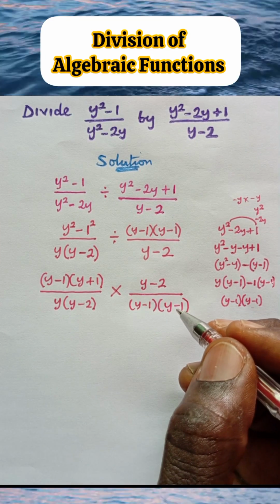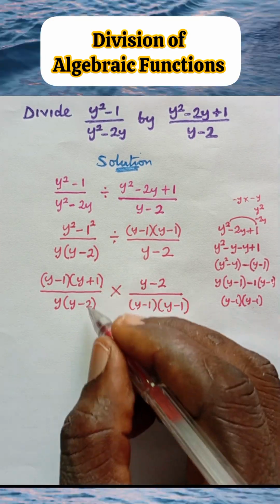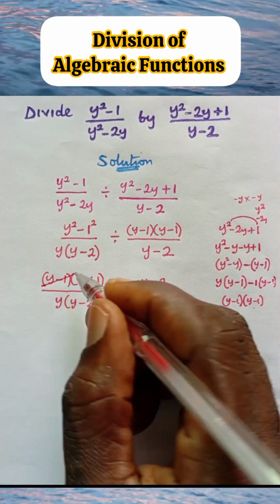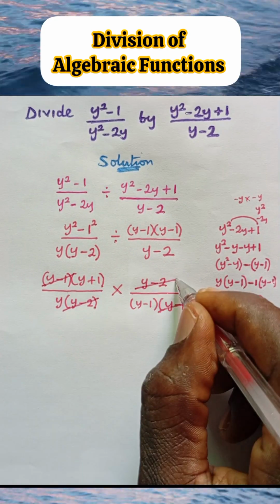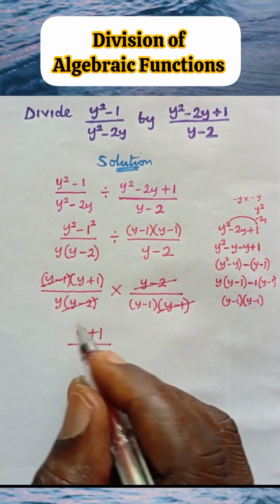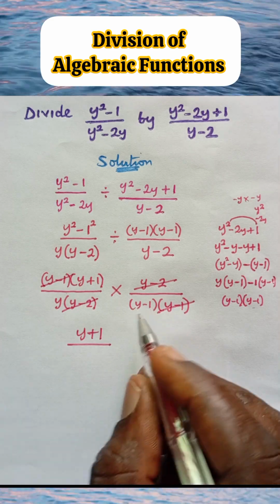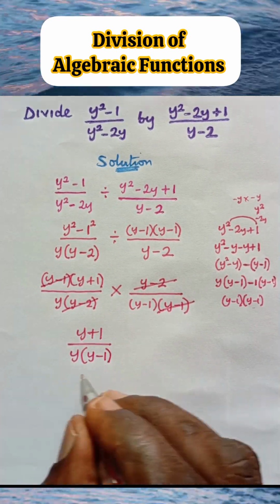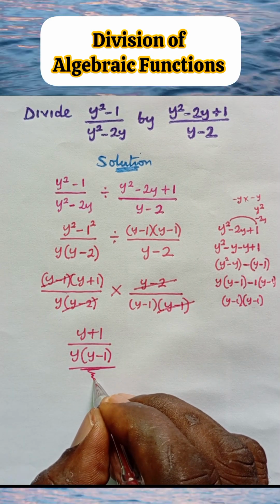At this point, it becomes so simple, we can cancel out. Looking at this, we have that y minus 1 cancels y minus 1, and y minus 2 cancels this y minus 2. So we have left at the numerator y plus 1. Here y multiplied by y minus 1 is y in bracket y minus 1, and this becomes our final answer.